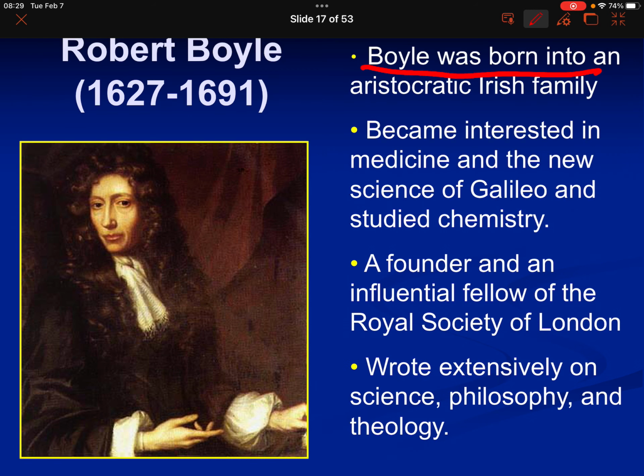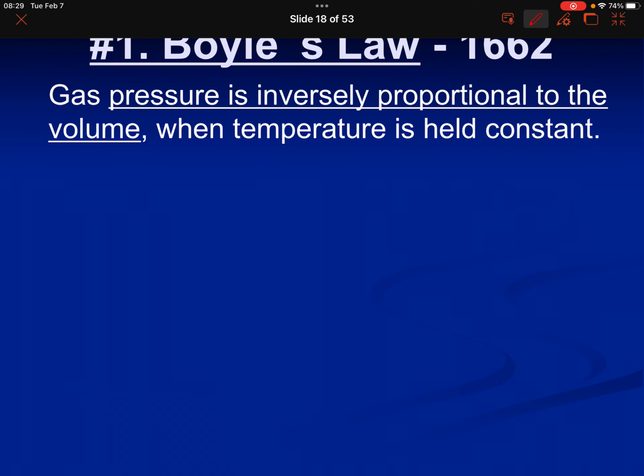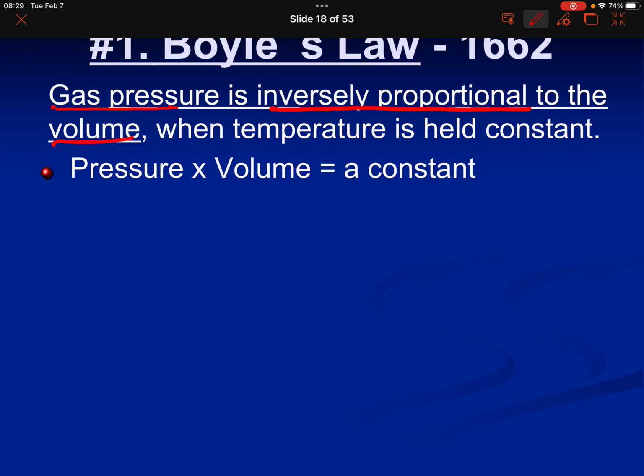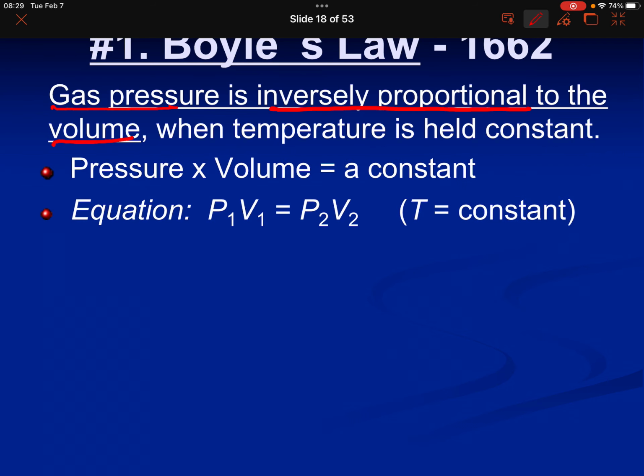Robert Boyle. Robert Boyle was a rich Irish guy. You need to be rich to study science in the olden days. He became interested in medicine, the science of Galileo, and he studied chemistry. He was a history guy.